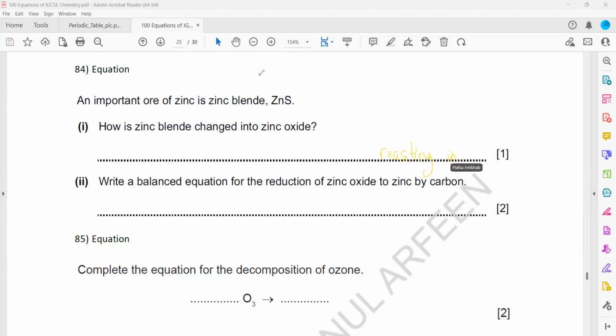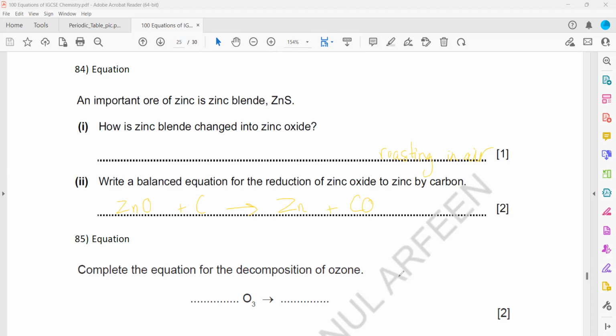Write a balanced equation for how zinc oxide can be reduced to zinc by carbon. So ZnO, zinc oxide, reacts with carbon to form zinc plus carbon monoxide, or you can also form carbon dioxide. If you're forming carbon dioxide as a product, then the equation must be balanced. So 2 here, 2 here. So zinc 2, oxygen 2, and carbon. If you form carbon monoxide as the product, then this will be.